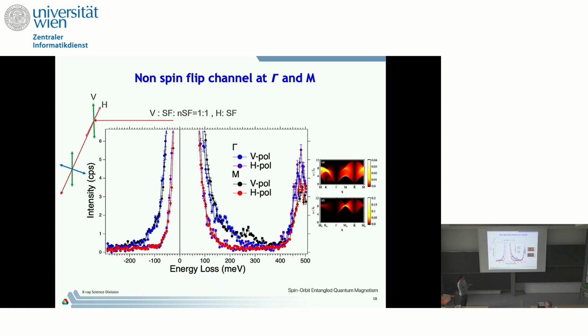If you see this red and purple, this is a spin flip excitation. This is normal. But when I flip the polarization and measure this polarization conserving channel, surprisingly I see some high energy, so additional excitation. I don't know what that is yet. This is measured at gamma and M, which have some different excitation. But it's unlike this prediction, because the gamma point also has something.